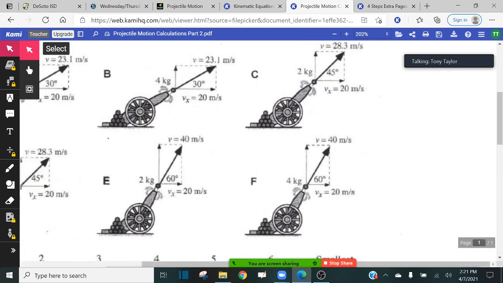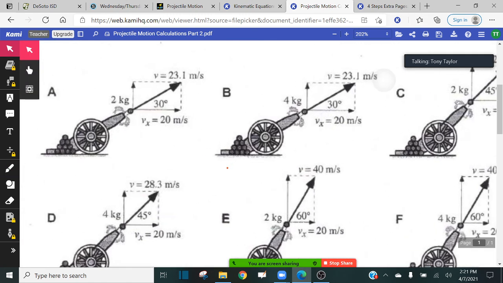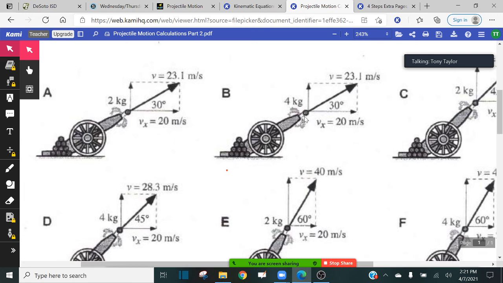Look closely at situation B. Notice in situation B, the cannonball is fired at an angle of 30 degrees, just like situation A. The initial velocity is also the same as in situation A. However, what's different is the object's mass. Here in situation B, our cannonball is 4 kilograms. Here, our cannonball is 2 kilograms. So the only difference between A and B is the mass.